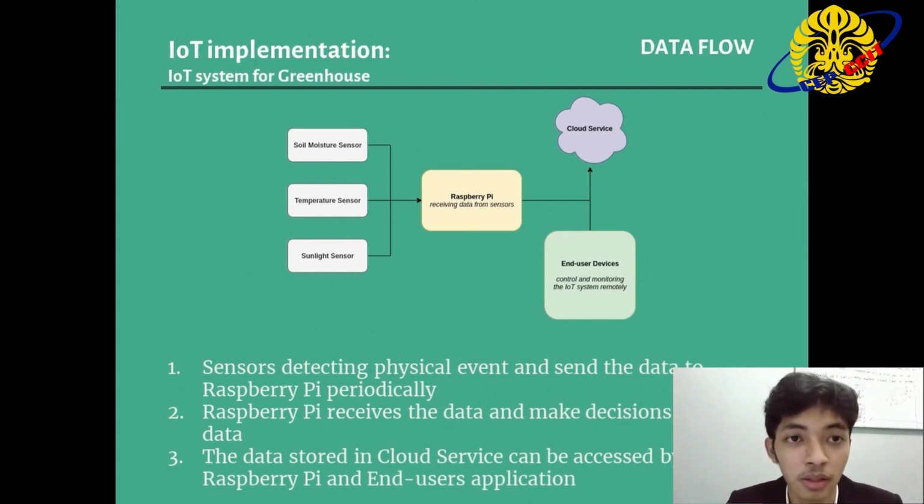Our Raspberry Pi is responsible to get the data, whether it should immediately send the data to our cloud service, or the Raspberry Pi will save or manipulate the data and then send the data to our cloud service. And finally, from our cloud service, we can access those data from our application. We can control and monitor the IoT system remotely from our application. We can use mobile application or web application.